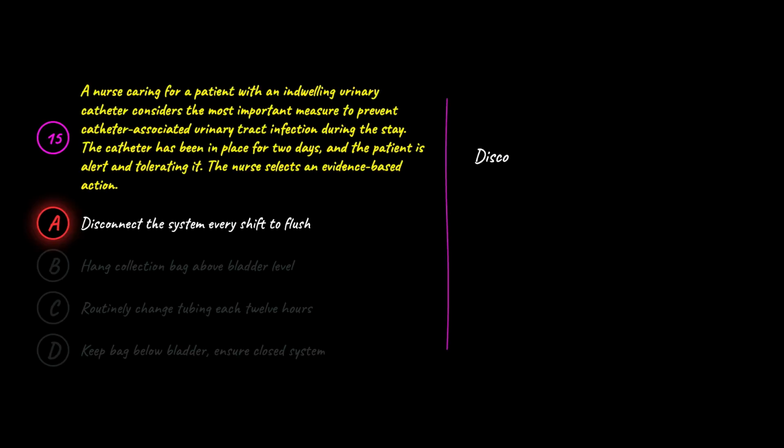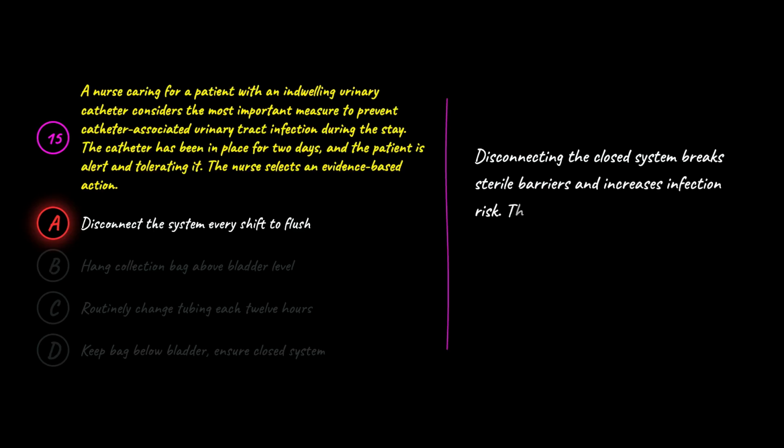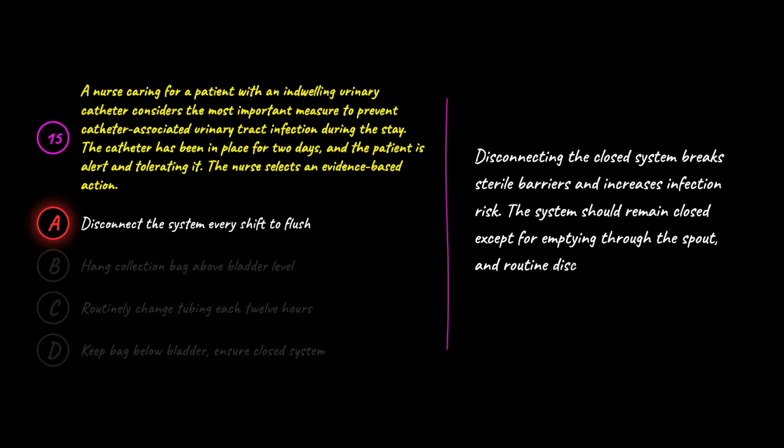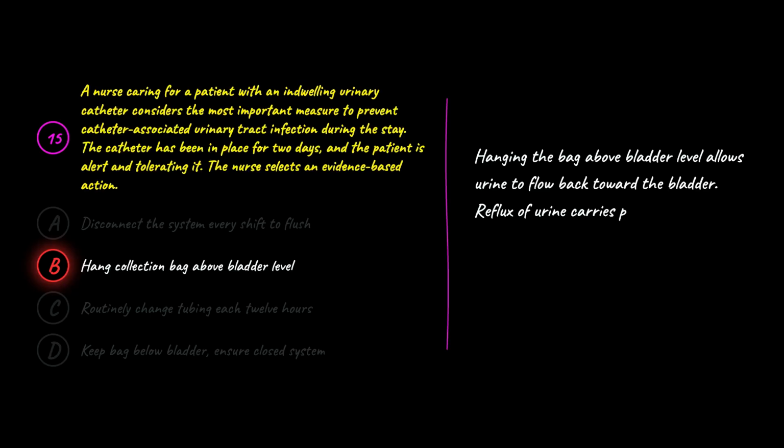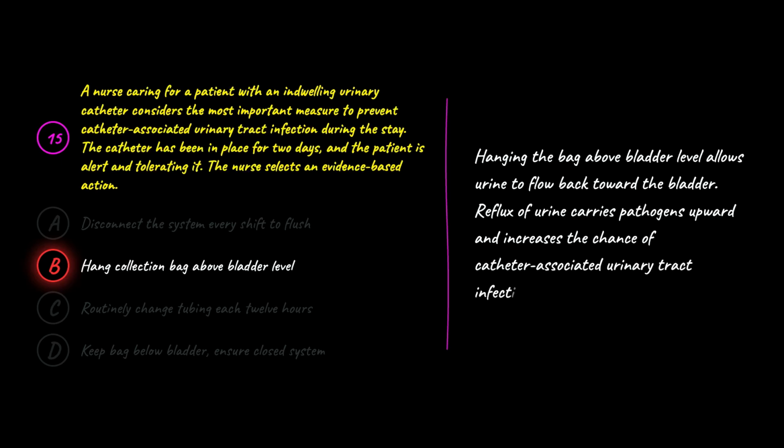A is wrong because disconnecting the closed system breaks sterile barriers and increases infection risk. The system should remain closed except for emptying through the spout, and routine disconnection has no benefit during routine care. B is wrong because hanging the bag above bladder level allows urine to flow back toward the bladder. Reflux of urine carries pathogens upward and increases the chance of catheter-associated urinary tract infection during the stay.